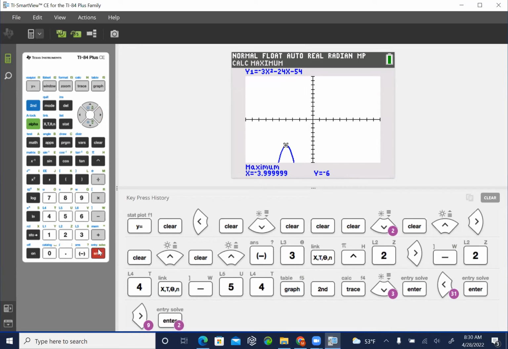And then I do want it to guess. And it's telling me that x is -3.99999, which is my -4. And then y is equal to -6. So it did give me the answer. I could verify it there if I wanted to.